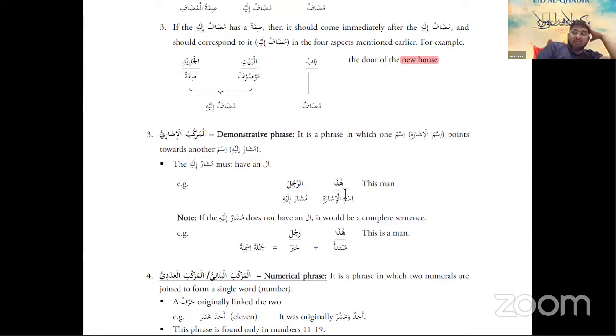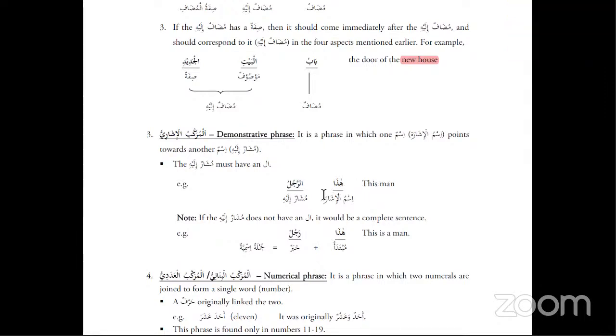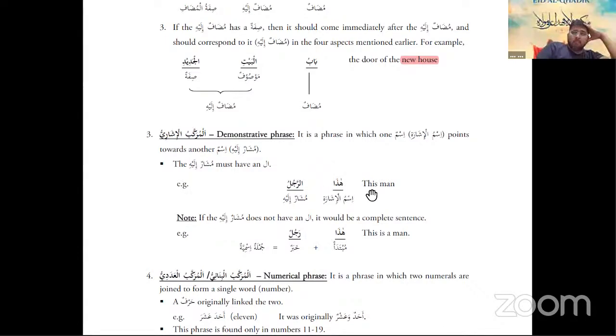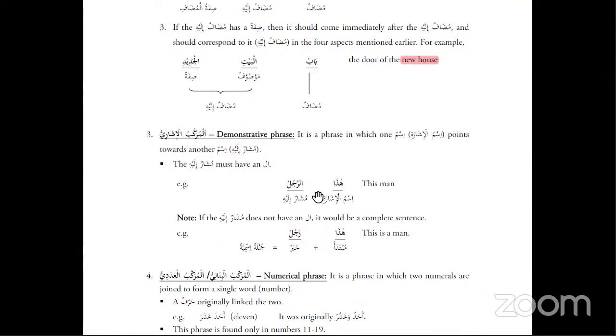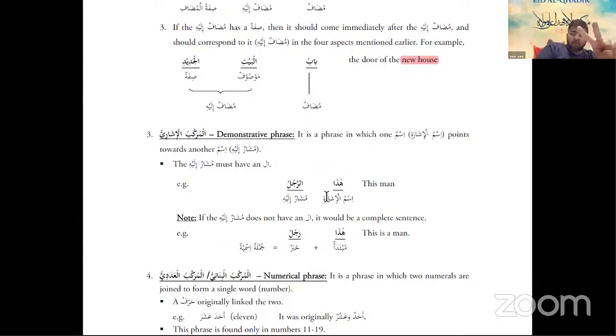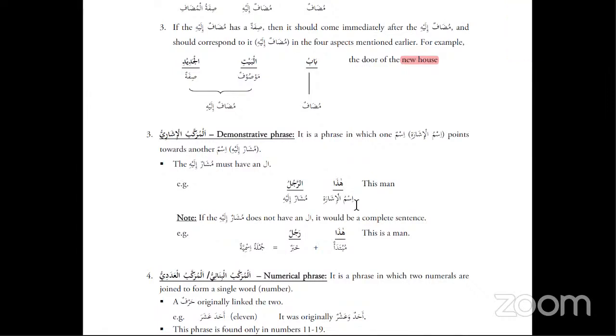So hadha ar-rajulu: when there's alif lam, we will translate it without the word "is" between the two. This man. So there's no "is," because both of them together are becoming the subject. There are two nouns, but these two nouns together collectively are becoming the subject. Okay.